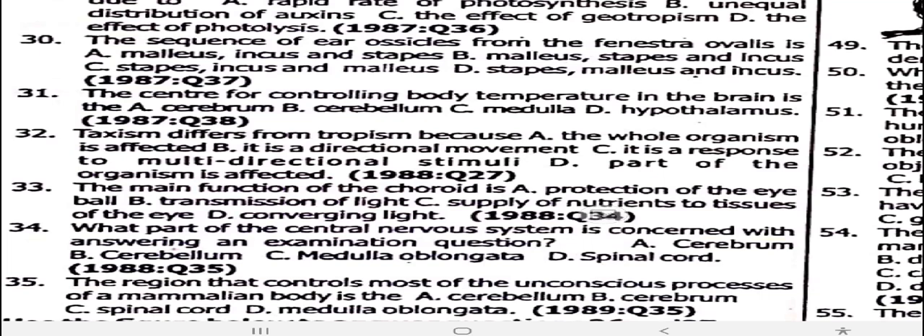Let's take down a note. The three layers of the eye. First, you have the sclera, spelled S-C-L-E-R-A. The sclera is the outermost part. Next, you have the choroid, spelled C-H-O-R-O-I-D. It is the middle part. Then the innermost part is the retina.